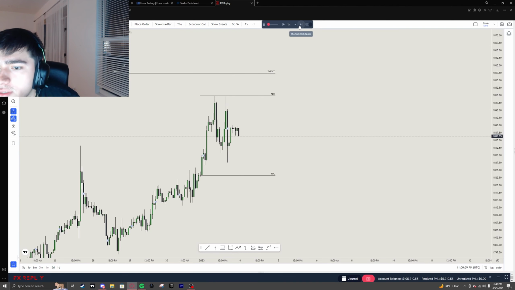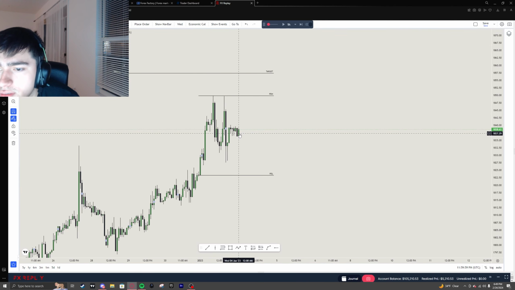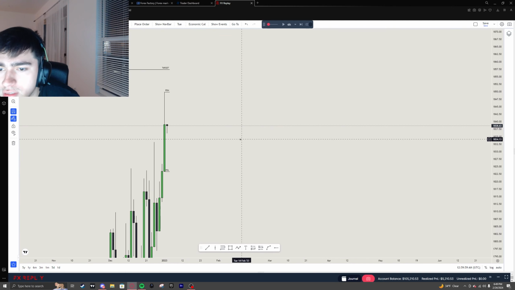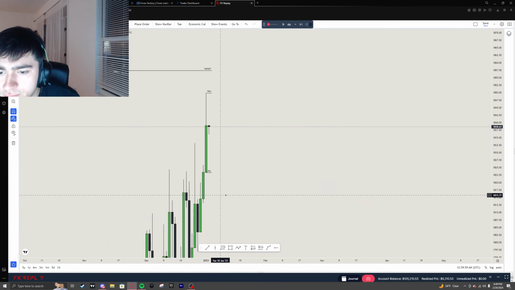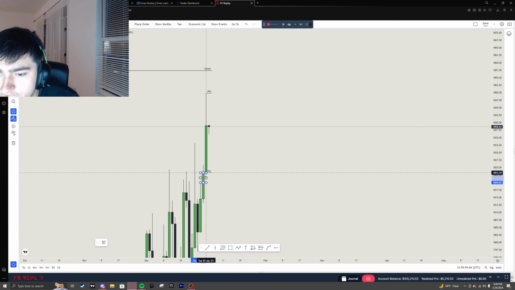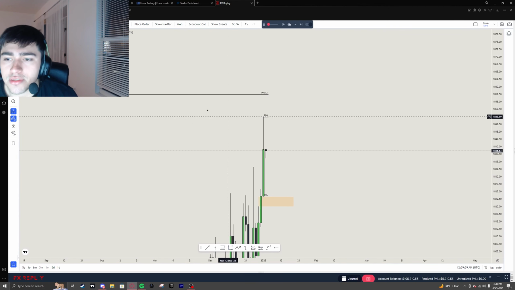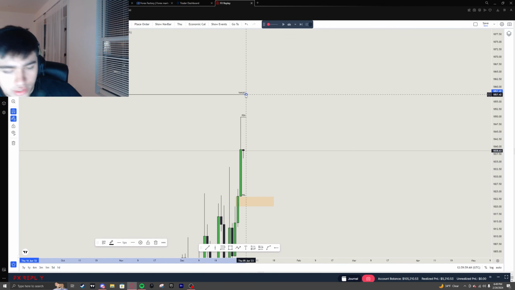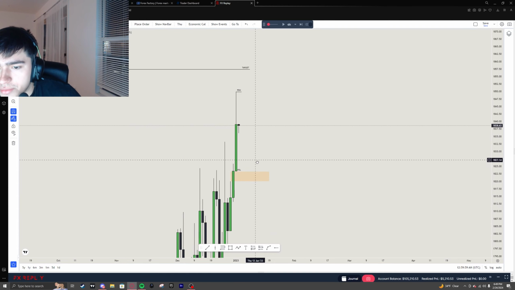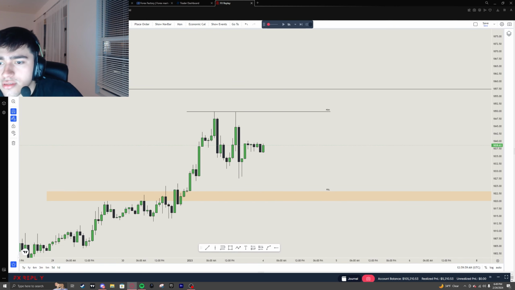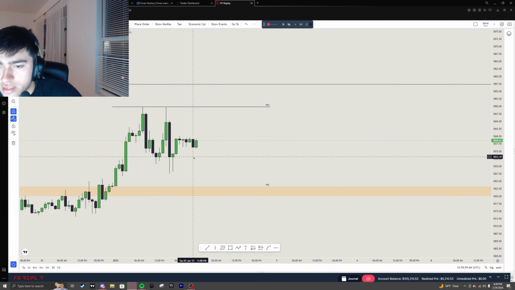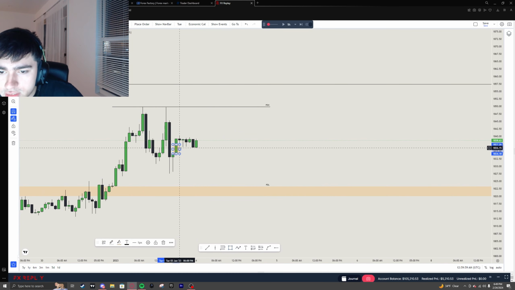So 11 p.m., 12 here. Boom. Boom. This is the opening. Okay. We do have a fair value gap here. So I expect this fair value gap to get filled after we hit this target. Okay. I don't want it to come here yet because we are higher up, but we can. Anything can happen.